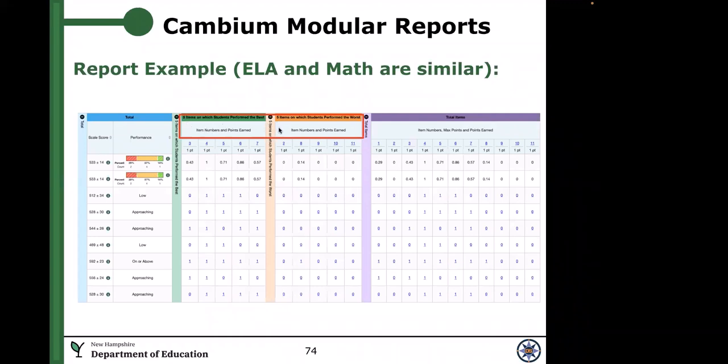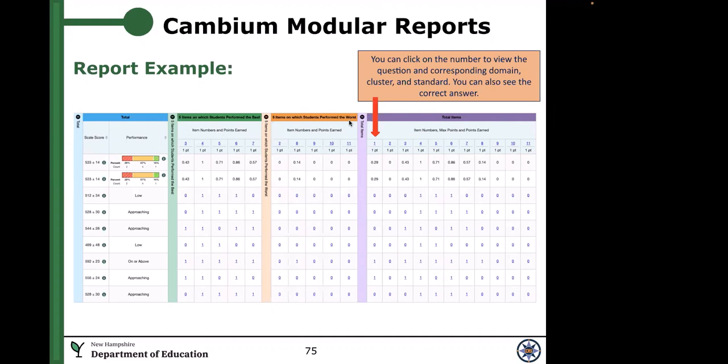And the great thing about this is you'll be able to see the 5 items in which the students performed the best and the 5 items the students performed the worst on. And then you'll be able to see the total items that were on this particular assessment. The only time you don't see these 2 areas is when there are less than 10 questions. Because there are less than 10, it can't give you the 5 that they did the best and 5 they did the worst on.